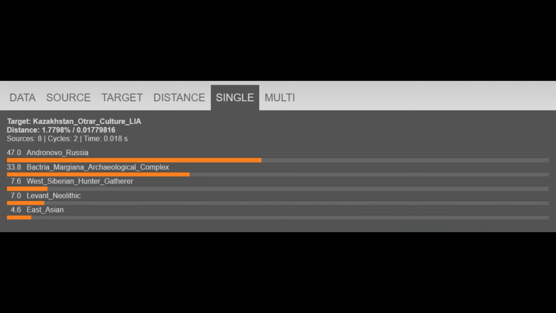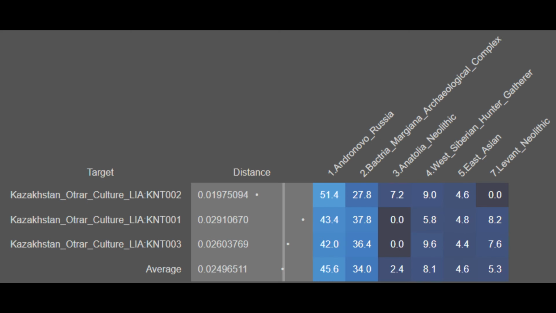as previously mentioned. Now here we have the individual samples, and you can see that these samples are on average 45.6% Andronovo derived, 34.0% BMAC, 2.4% Anatolia Neolithic, 8.1% West Siberian hunter-gatherer, 4.6% East Asian, and 5.3% Neolithic Levantine. Thus, what's evident from these results is that on a genetic level, the Otrar samples were a BMACized population and had significant BMAC ancestry, much like the population average. Thus, the ancient Khwarezmians were a mixed population that had roots in both Europe as well as in Central Asia and Iran, which is quite interesting.